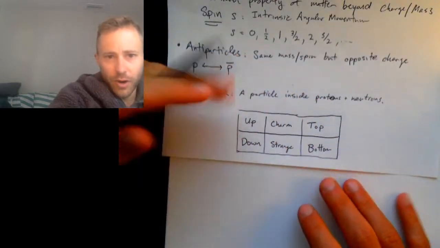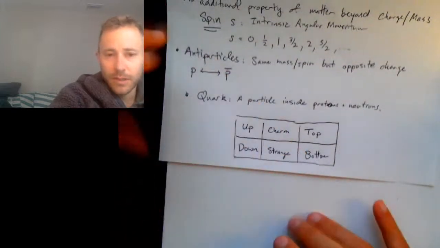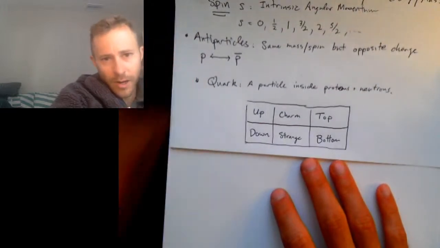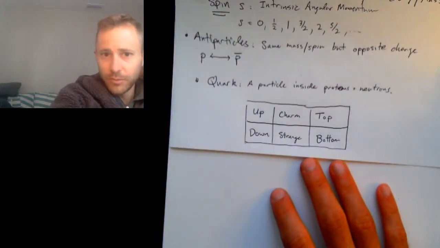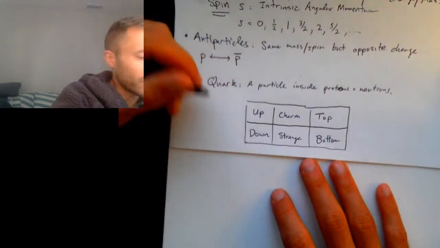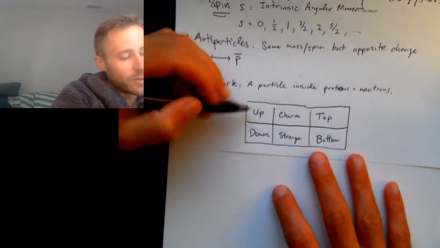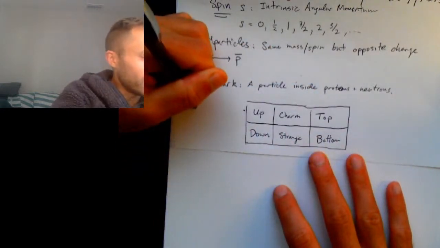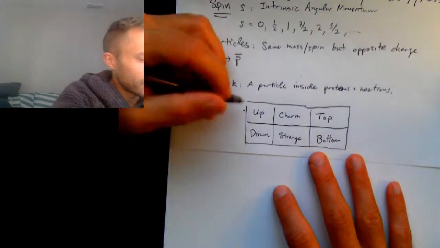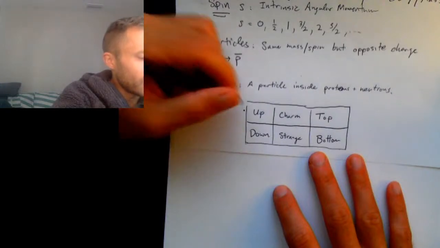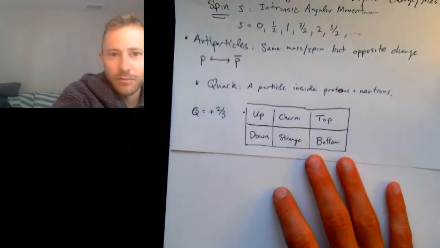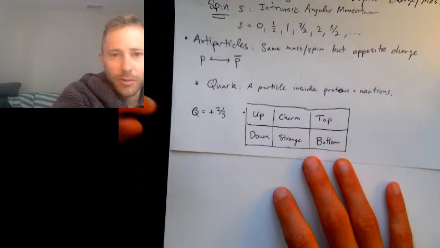And typically you draw them in a grid like this. So why do you draw them in a grid like this? Because it helps you remember their properties. Okay? So if it is in the top row here, the upper row, it has an electric charge of plus 2/3 of the fundamental charge. Okay? Plus 2/3 the charge of a proton.